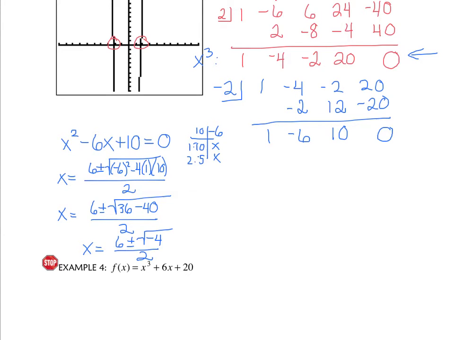But we are going to simplify this over here. So it's going to equal 6 plus or minus square root of negative 4 is 2i over 2. Now that I have all of them released, I can simplify, and it becomes 3 plus or minus i, and that's it, because I could take a 2 out of all of them.